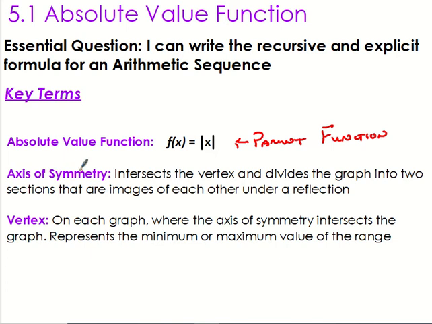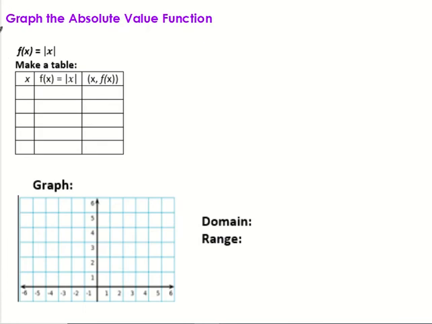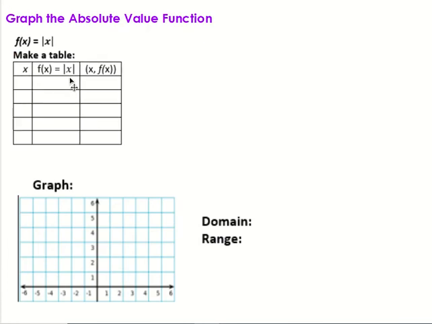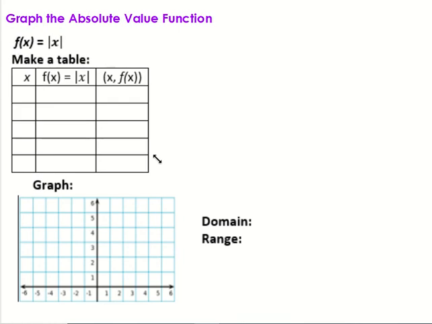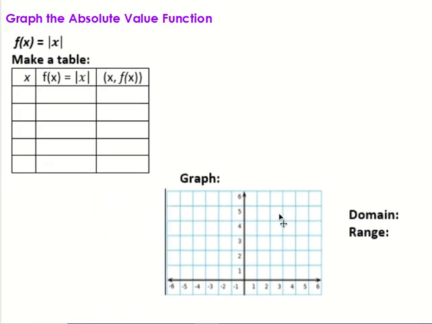When we look at those graphs, we're going to look at what the axis of symmetry is and what the vertex is. So get those definitions down, then we'll talk about them when we start working on these graphs. In order for us to graph the absolute value function, what we're going to do to start is make a table.